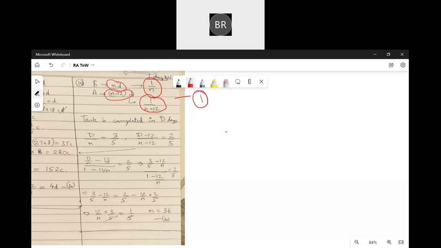The task, when it gets completed, A leaves 12 days before. So if the task is completed in D days together, then A left 12 days earlier, so how many days is B working? Full D days. How many is A working? D minus 12 days. Understood? This is the second step of understanding: when the task gets completed, total work done by B will be D times 1 by n, and that is 60%, so that is 3/5.